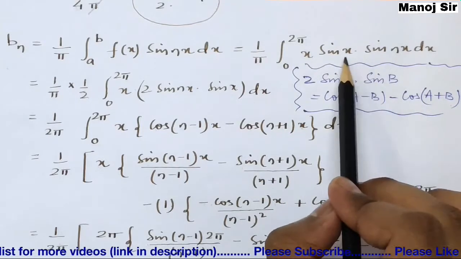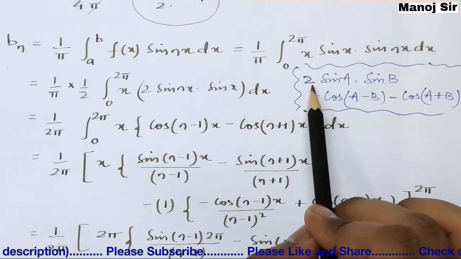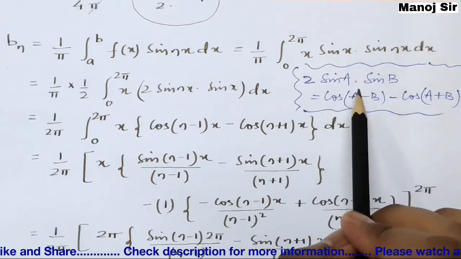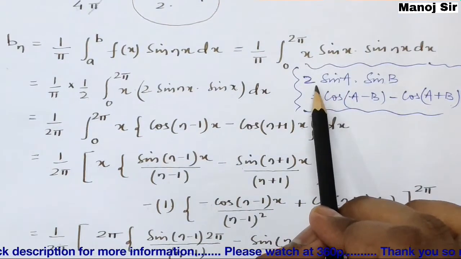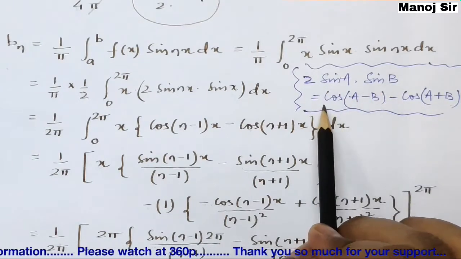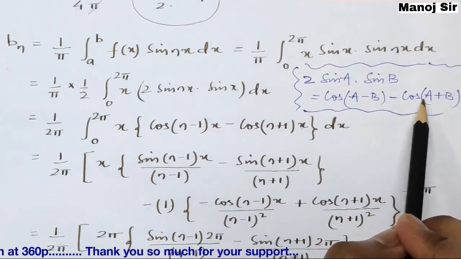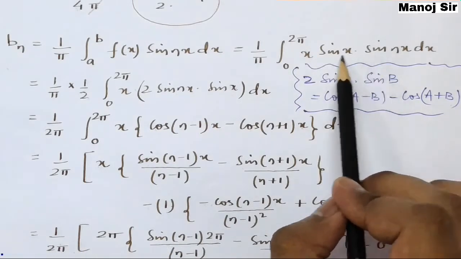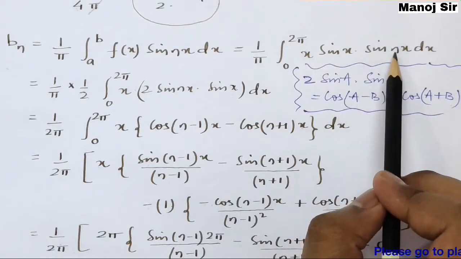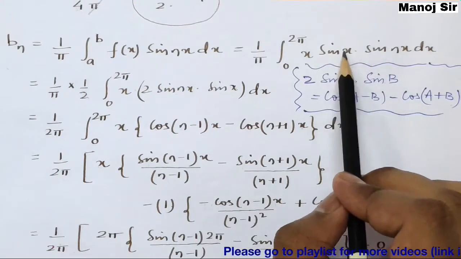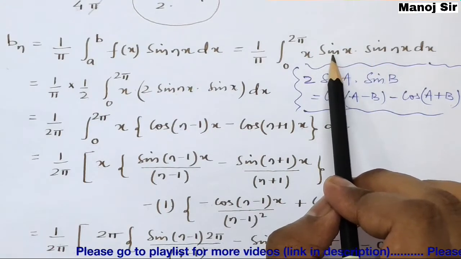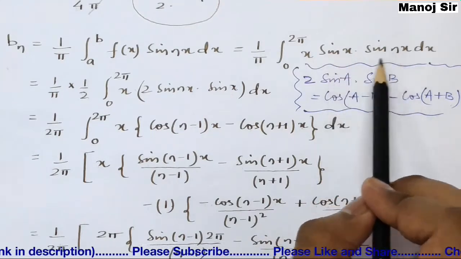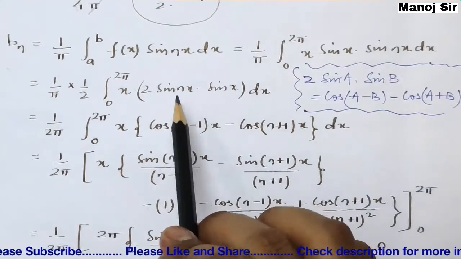Now here again we need to use this formula, that is 2 sin a sin b, which equals cos a minus b minus cos a plus b. Simply remember this formula. But while writing this, we need to write first the part which contains n, because the other part does not contain n.